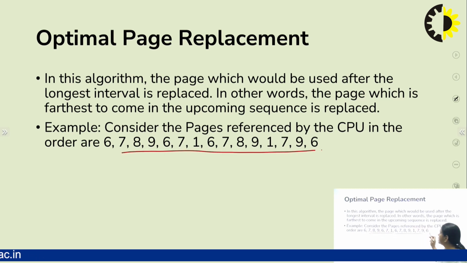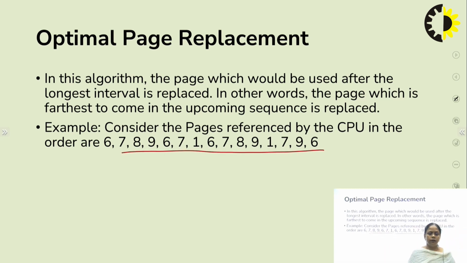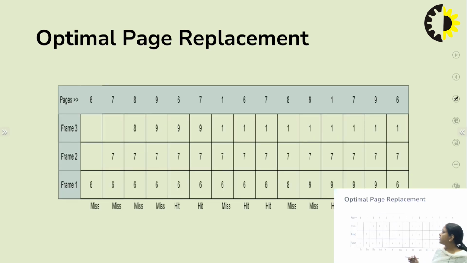Now we will use the optimal page replacement algorithm. What is the meaning of optimal page replacement? In this algorithm, the page which would be used after the longest interval is replaced. In other words, the page which is farthest to come in the coming sequence is replaced. How will we find out? We will see the example.